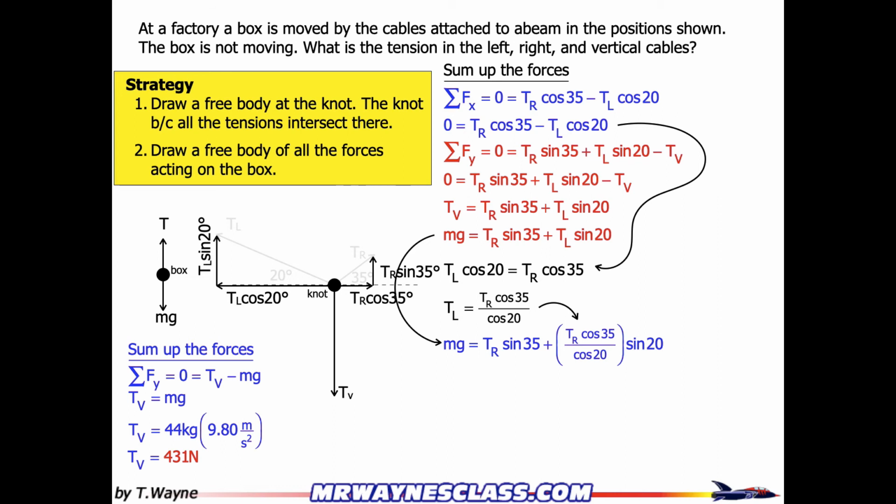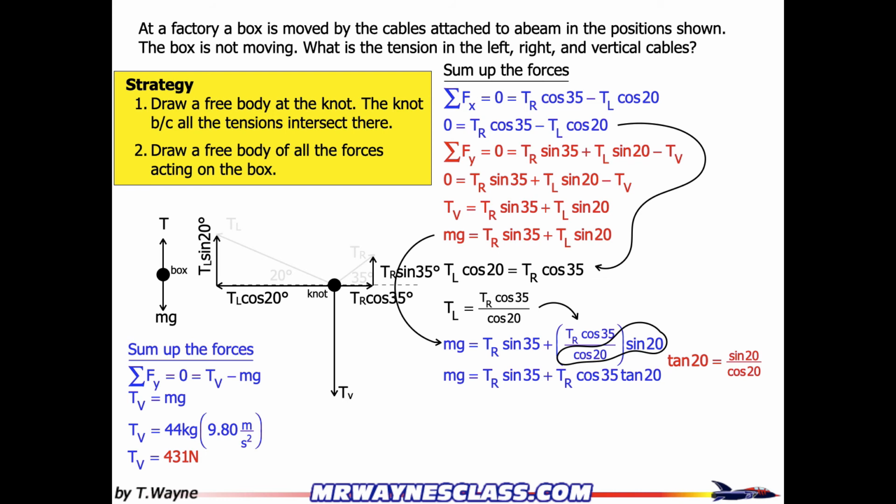But here's a cool trig identity. Tangent is equal to sine over cosine. Whoa, here it is. Sine 20 degrees over cosine 20 degrees. As long as they're the same angle, it's also equal to tangent of that angle. And that'll just make our math a little bit easier. So now mg is equal to TR sine 35 plus TR cosine 35 times tangent 20. And you didn't really have to do that step, but it just makes it easier and takes less space up on the paper if you did.